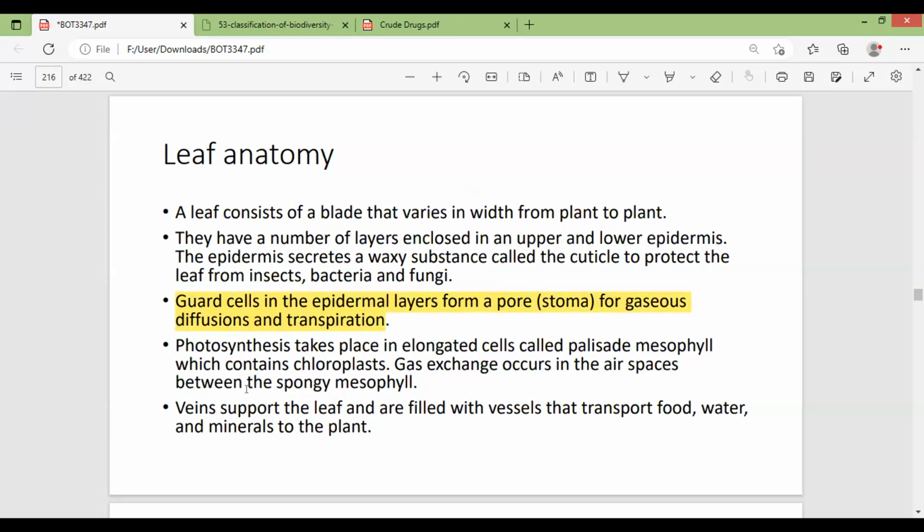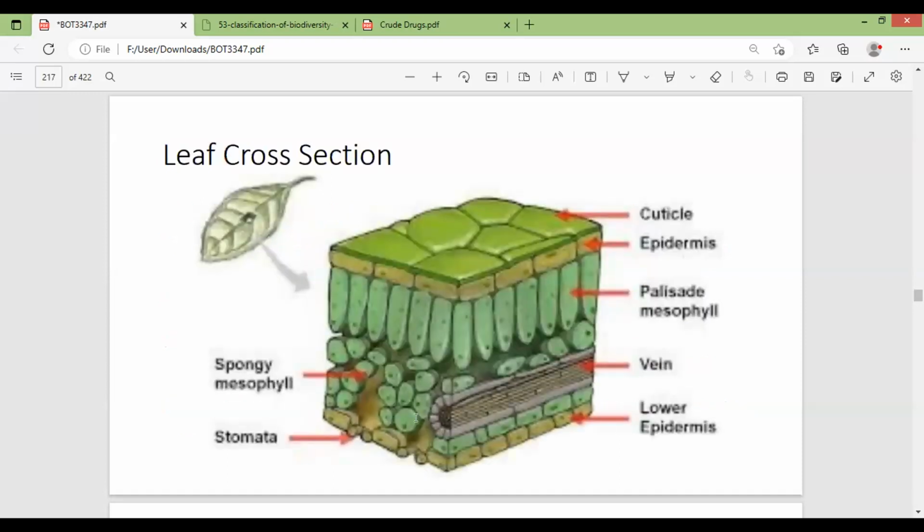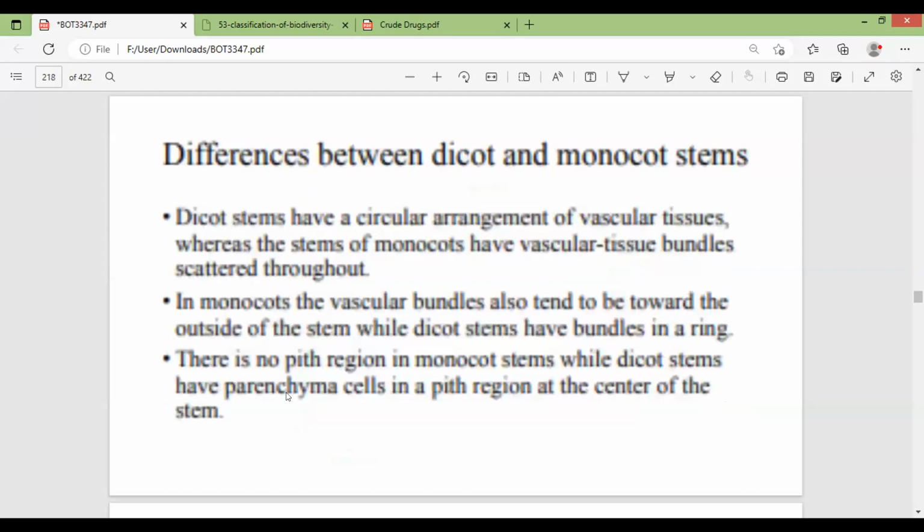We already said photosynthesis in the palisade mesophyll cells, gaseous exchange in the spongy mesophyll cells. So that's the take-home message from the structure of the leaf. The palisade, photosynthesis; spongy mesophyll, gaseous exchange.